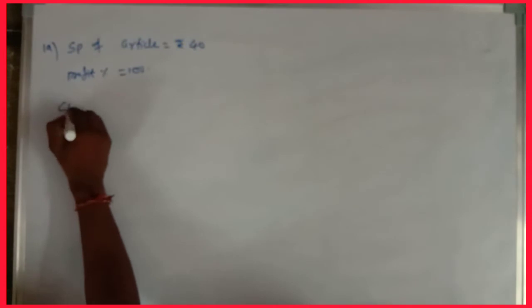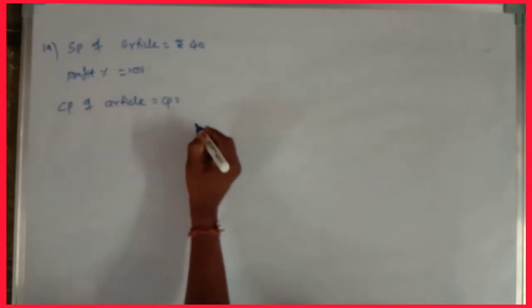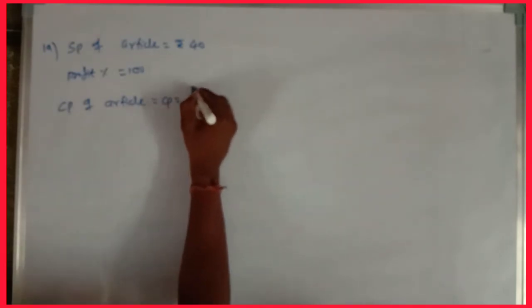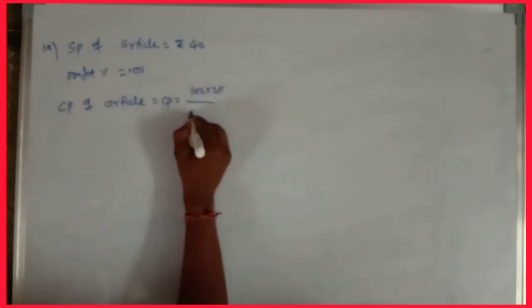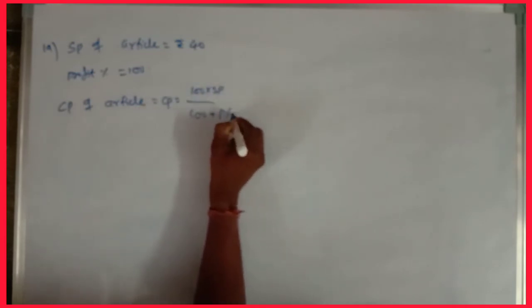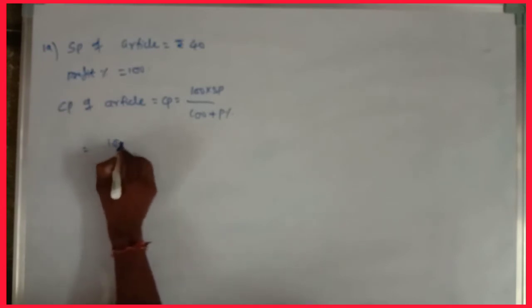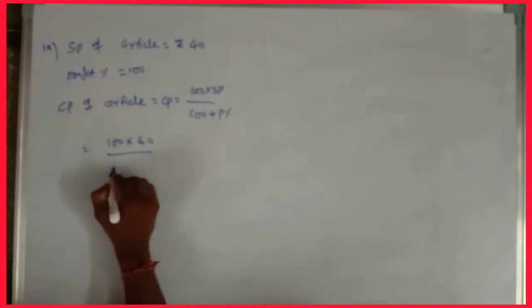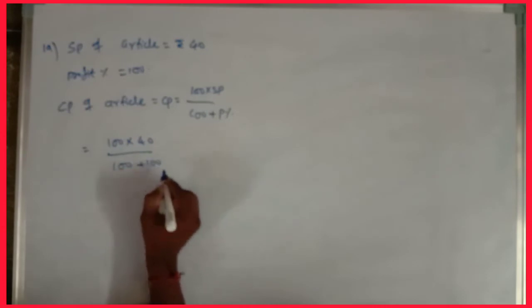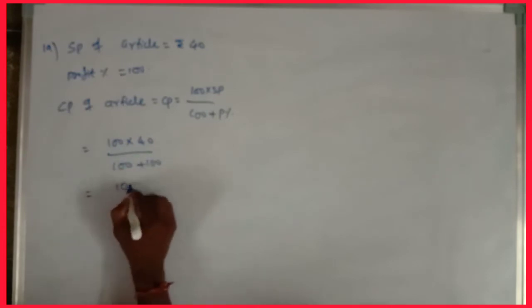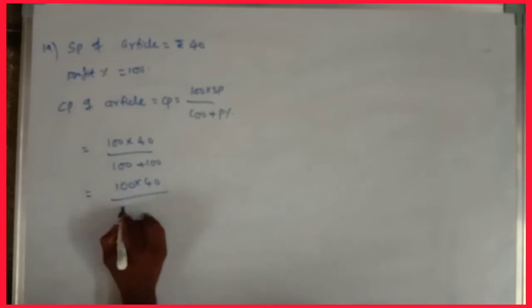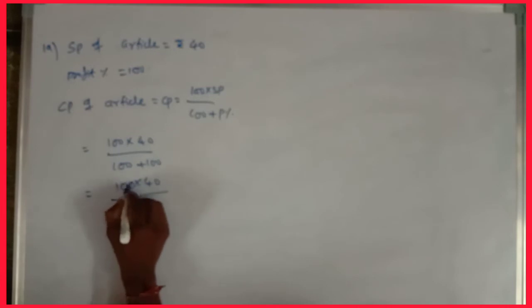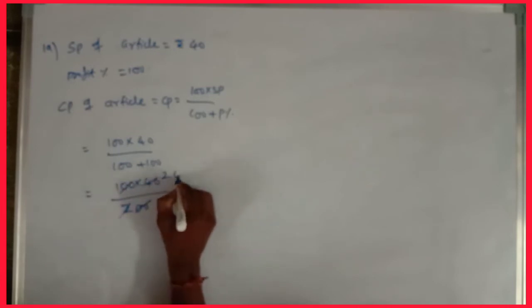Now I want the cost price. Cost price of an article, that is CP, is equal to 100 into SP by 100 plus profit percentage. So that's equal to 100 into 40 by 100 plus 100, which is 200. So 2 zeros, 2 zeros cancel, 2 ones are 2, 2 20s are 40. That's equal to rupees 20. That is the cost price of the article.